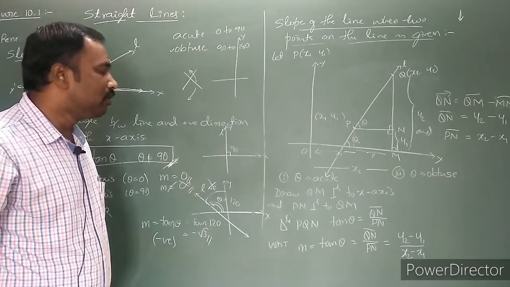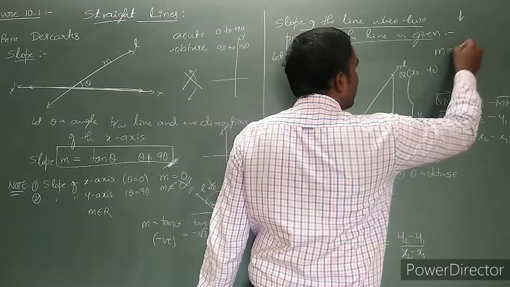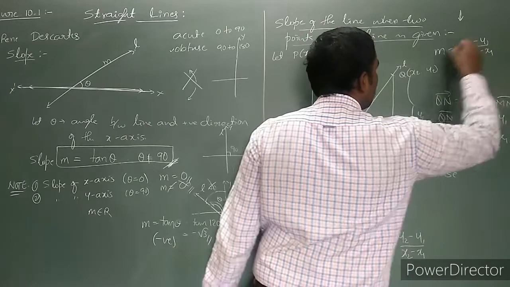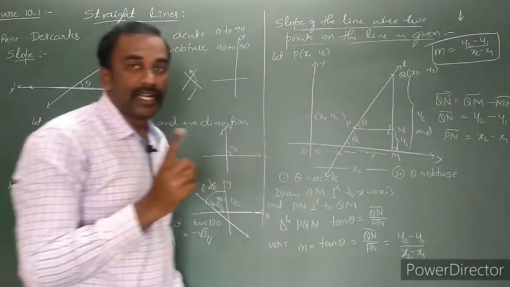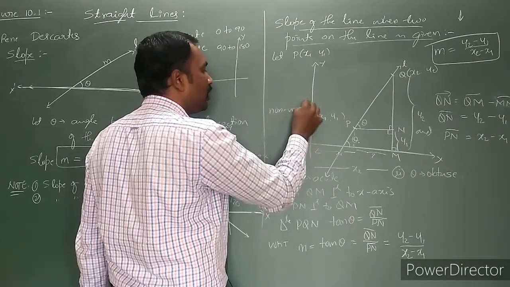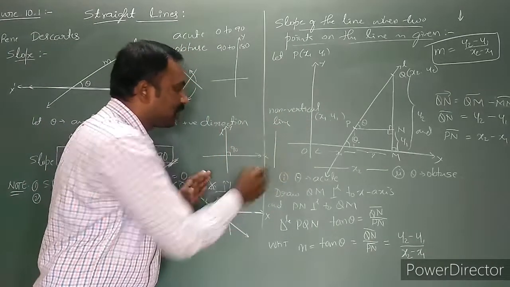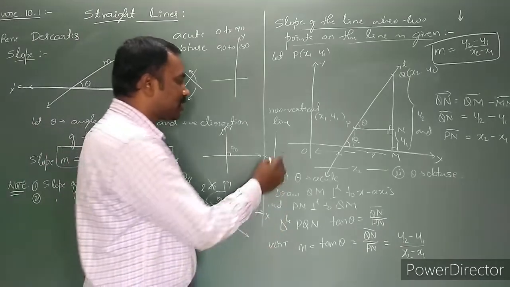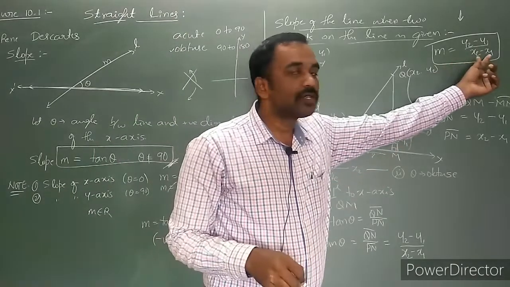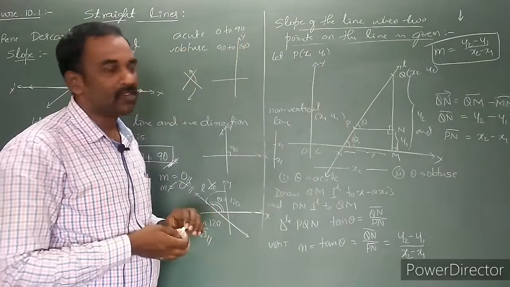Therefore, the required slope of the line whenever two points are given. What is the formula? y2 minus y1 divided by x2 minus x1. Provided that this is not a vertical line, that means L is a non-vertical line. A vertical line is nothing but perpendicular to the x-axis. Perpendicular to the x-axis means x1 and x2 become equal. If x1 is equal to x2, the denominator becomes 0. Any number divided by 0 is not defined. So that is the reason. Are you clear?